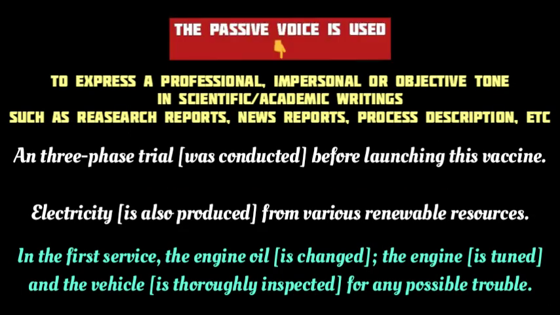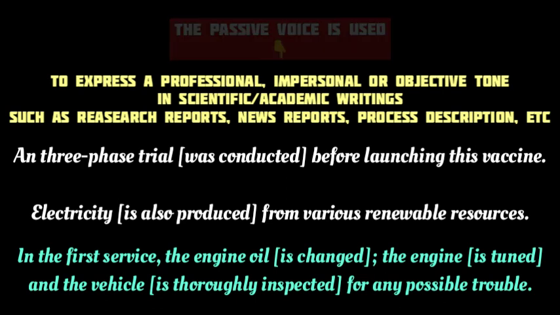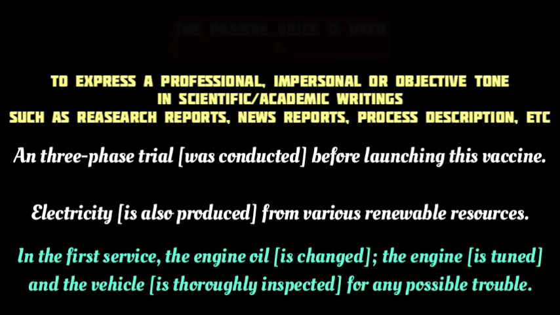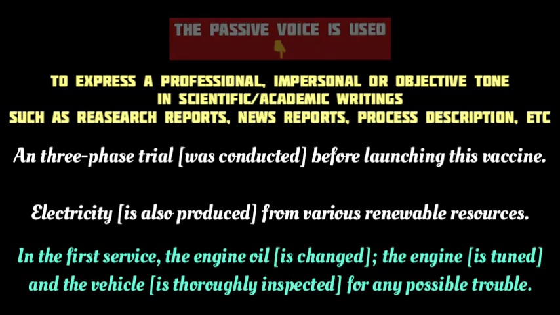Another key use of the passive voice is to express a professional, impersonal, or neutral or objective tone in scientific or academic writings such as research reports, news reports, process description, and so on. Why? Because in such writings, the action is often more important than its doer or performer. Hence, it's not desirable to mention the doer or agent of the action in such cases.